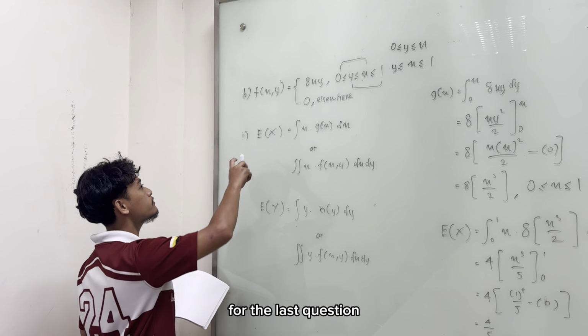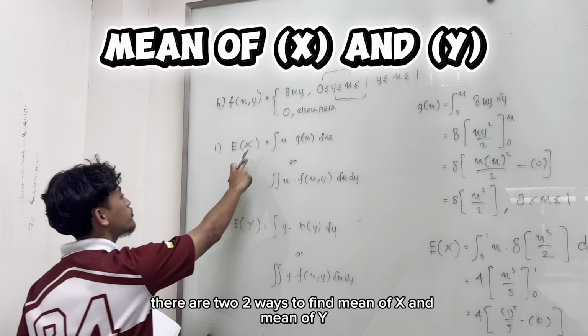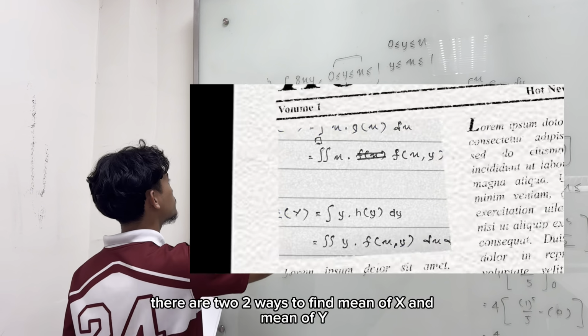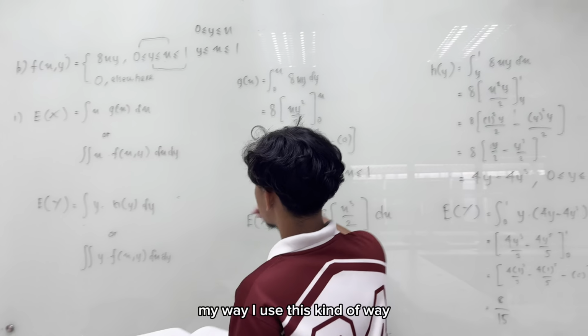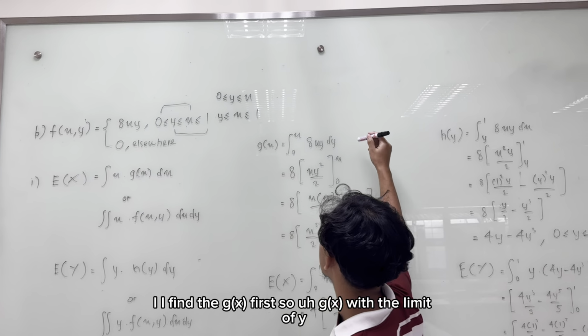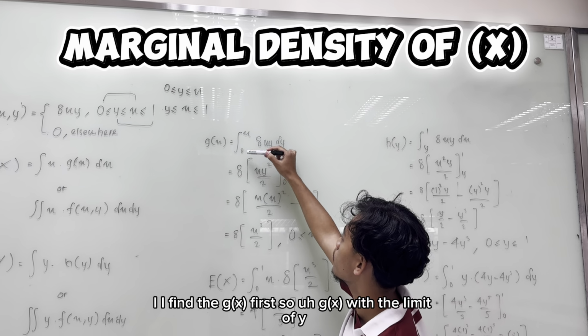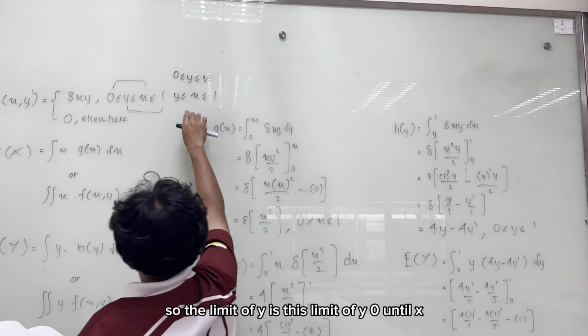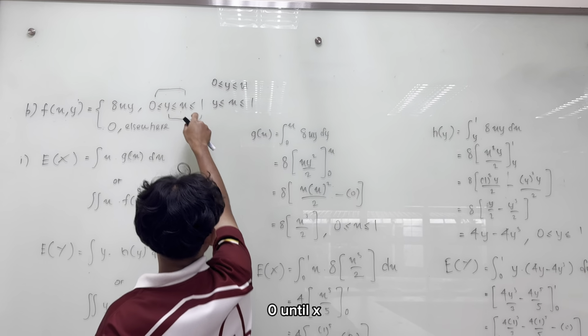For the last question, how to find the mean of x? There are two ways to find the mean of x and mean of y. My way, I use this kind of way. I find the g(x) first. So g(x) with the limit of y. The limit of y is 0 until x.